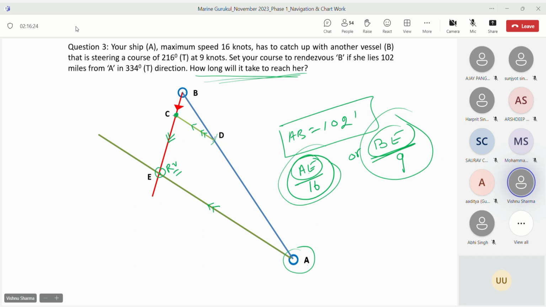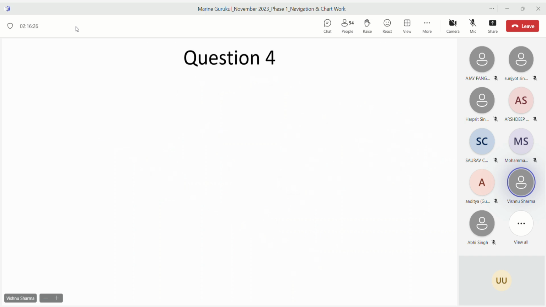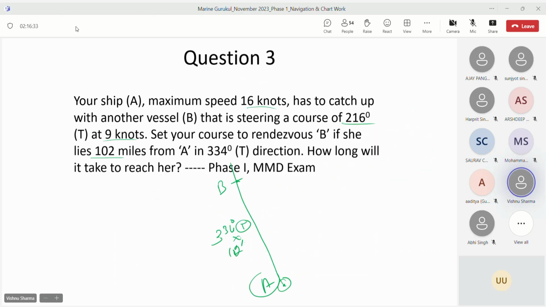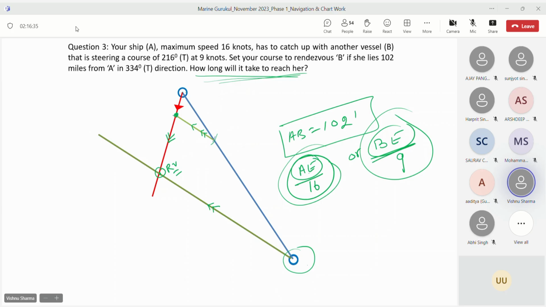Is this question clear, beta? It's an MMD exam question. I've not written the year, but it's definitely an MMD exam question. So if anybody has questions on this, let me know.